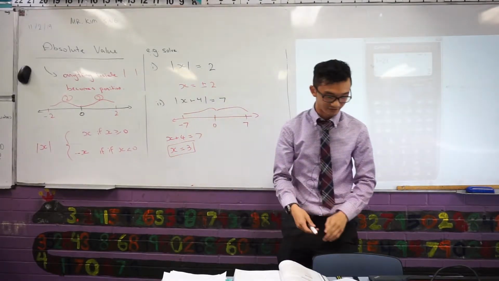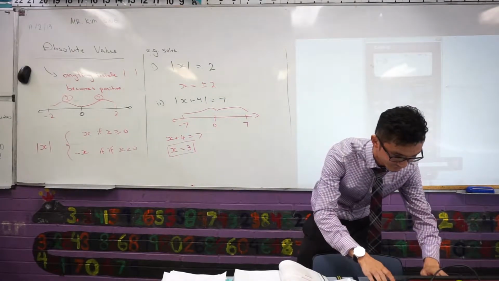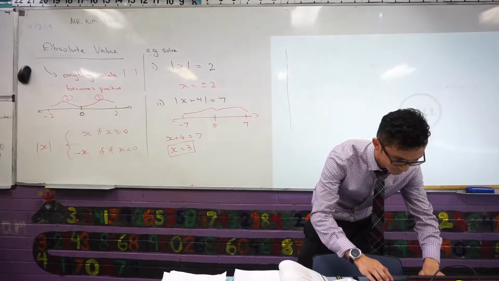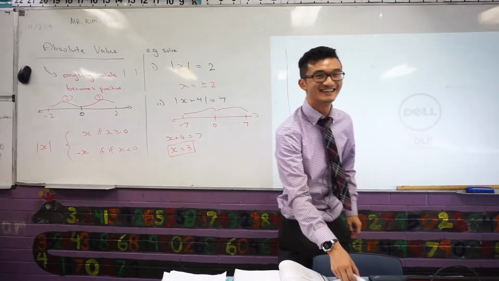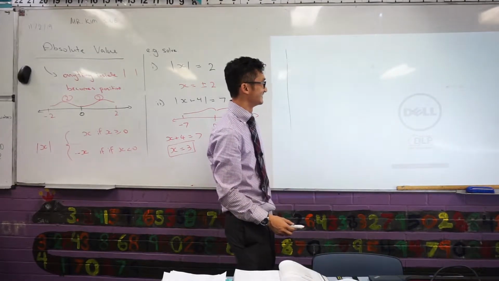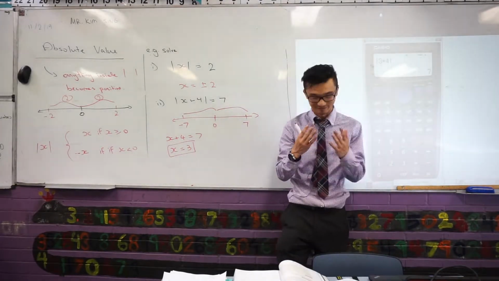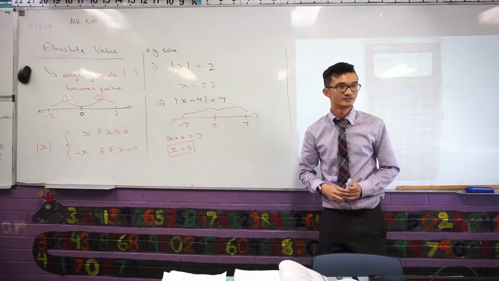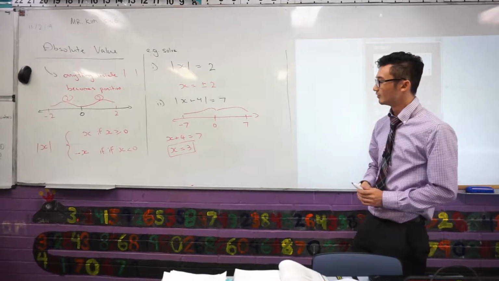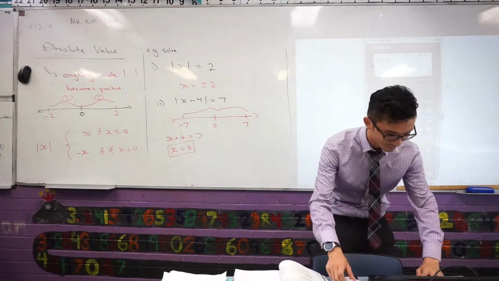And you can check that on your calculator. I'm just putting in the absolute value, 3 plus 4, it does give me 7. What's the other case I want to consider there? Minus 3, minus 4. Let's try.